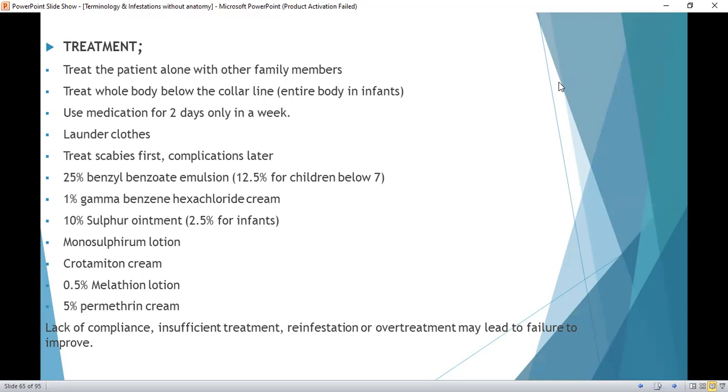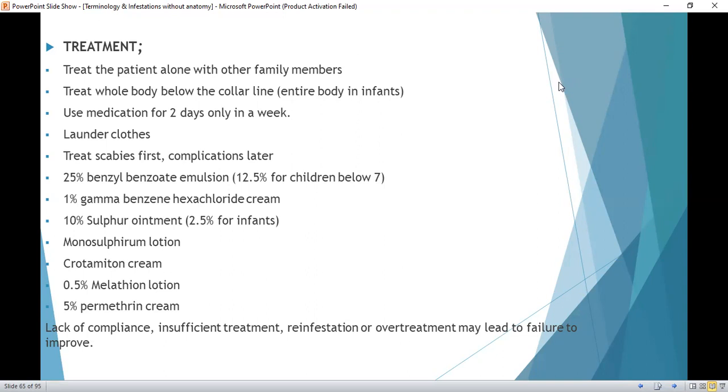Sometimes the complications are so severe that we have to treat them first and then the scabies, because the anti-scabetic lotions sometimes give a stinging effect on raw areas. Suppose they're infected or impetiginized, so the scabetic lotions become stinging. So we have to treat the complications and then the scabies. But tell the patient that he has to return for the treatment of the actual scabies and not go away after getting treatment of the complications.